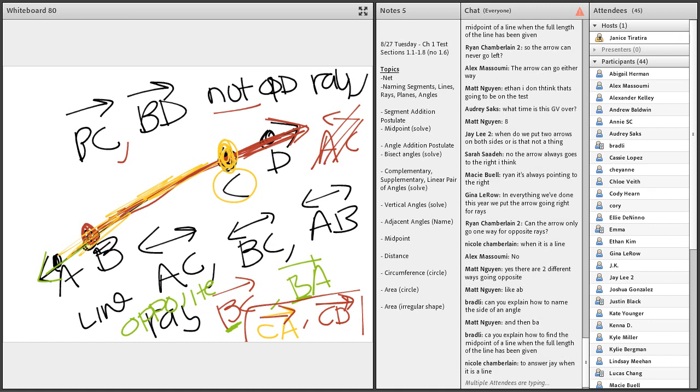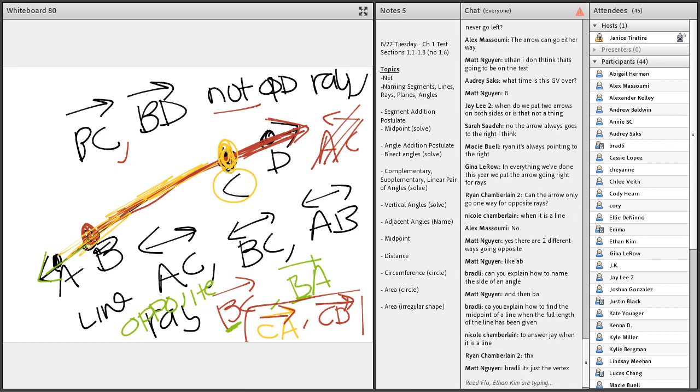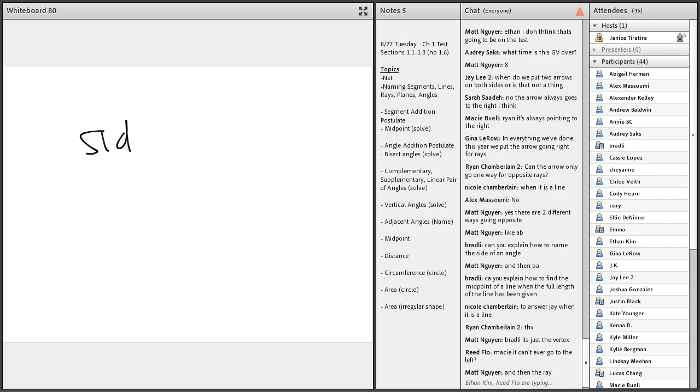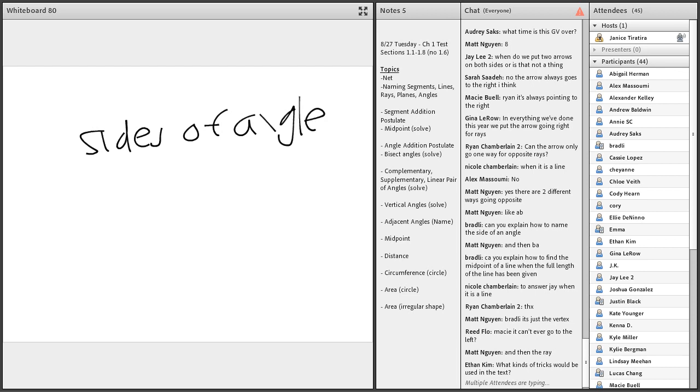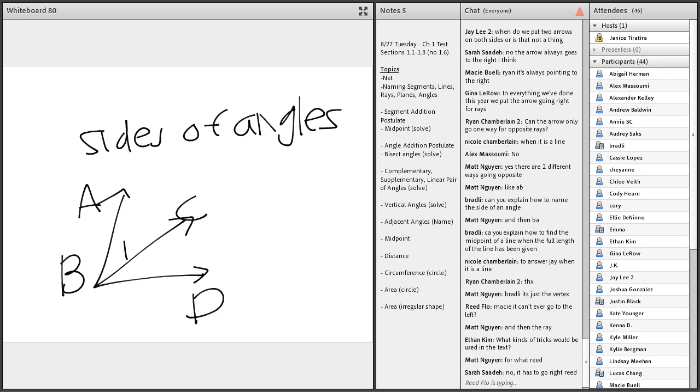When it is a line, are there two different ways going opposite? Can you explain? Oh yes, sides of an angle. Thank you for reminding me. Okay, so name the sides of an angle. This was on your quiz, and it might be on your test again. So here's an angle. Let me do A, B, C, D. Here's 1 and 2.